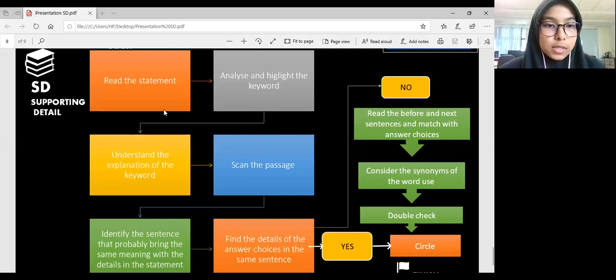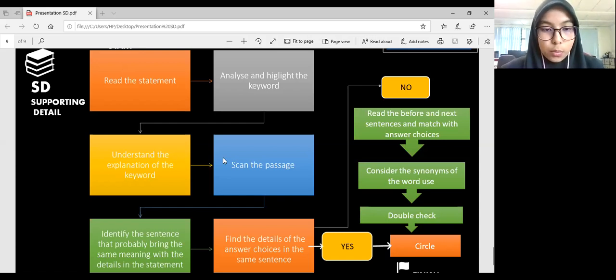So firstly, we need to read the statement given. Read it critically, because we need to identify if there is any missing information or any word. Next, we need to analyze and highlight the keywords. We need to highlight the keywords because in order to answer the question, we need to understand the main idea. Next, we need to understand the explanation of the keywords or the main idea that we had highlighted. In order to complete the statement, we need to understand the explanation.